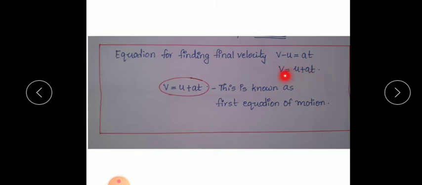What is v? v is the final velocity, u is the initial velocity, a is the acceleration, and t is the time. So we got an equation for finding the final velocity, that is v is equal to u plus at, and this equation is known as the first equation of motion. So remember this equation, v is equal to u plus at is the first equation of motion.